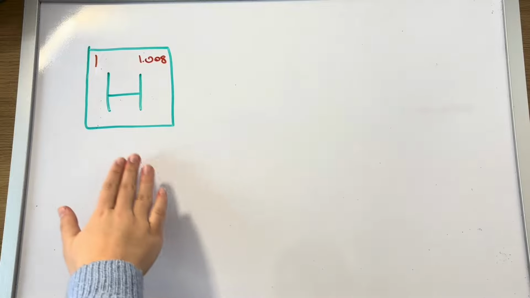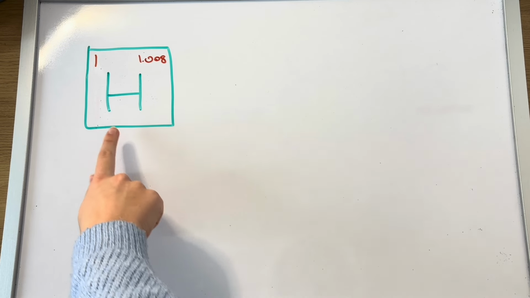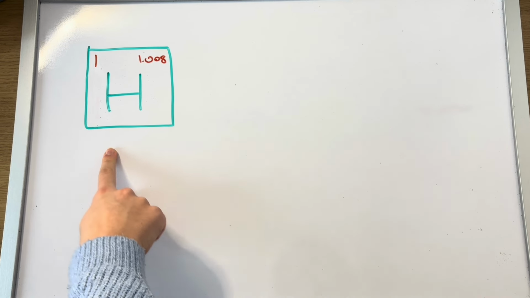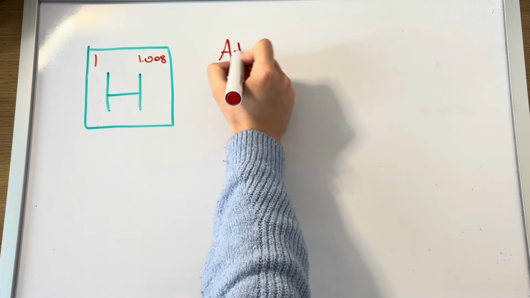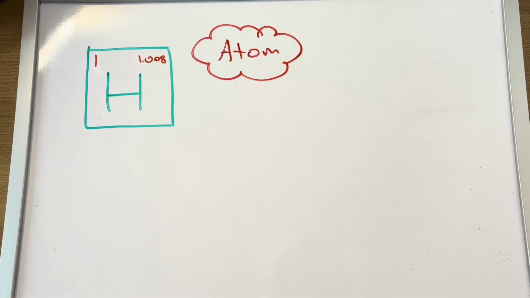Now you may ask, what exactly is an element? An element is a substance that is made of one atom. So hydrogen is made up of one atom, but you may ask, what is an atom? An atom is more or less everything. An atom is the building block of all materials. Atoms are absolutely everywhere. You can't see them though, but they're there.